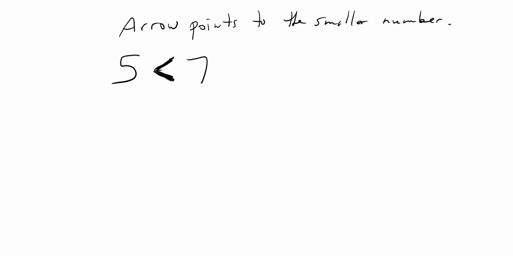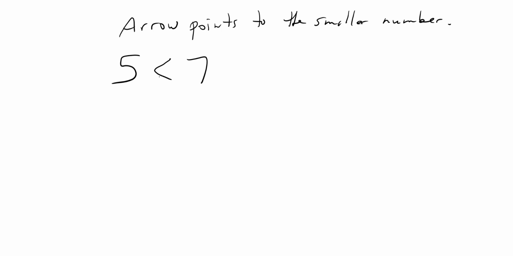It's pretty mellow. Some of you may have learned it as the alligator eats the bigger number. I don't care. If you want to draw an alligator, I'm not good at drawing one, and I don't have enough room here. That's a horrible alligator. It's eating the 7, even though it looks like it's got the 5 in its mouth already. Anyway, I'm just going to get rid of that. So the arrow points to the smaller number. That's the easiest way to go.